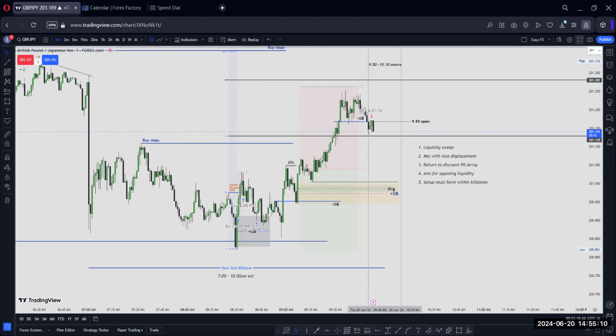So we came right back into discount, right? And after we are getting that expansion, let me see. All right, so on the 5 minutes, there is an order block here and discount which price trades into.